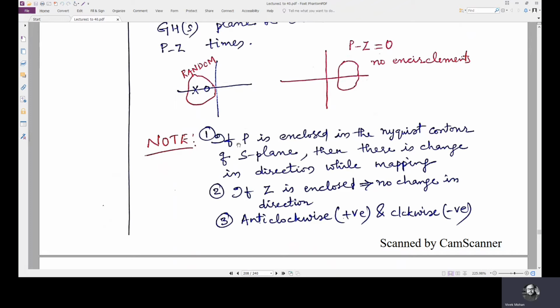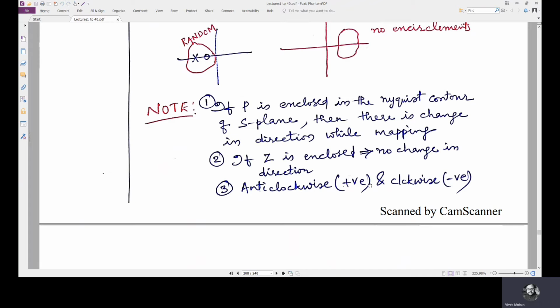Now note these points. If P is enclosed in the Nyquist contour of the S plane, then there is a change in direction while mapping. If Z is enclosed, there is no change in direction. We've already seen that if a clockwise, minus 2 pi, encirclement is there in the S plane, and it corresponds to a pole in the contour, then as the pole is in the denominator, we'll have the opposite encirclement in the W plane. If a zero is in the contour, then the mapped encirclement will be in the same direction in the W plane. The conventional sign convention is that anti-clockwise is positive and clockwise is negative.